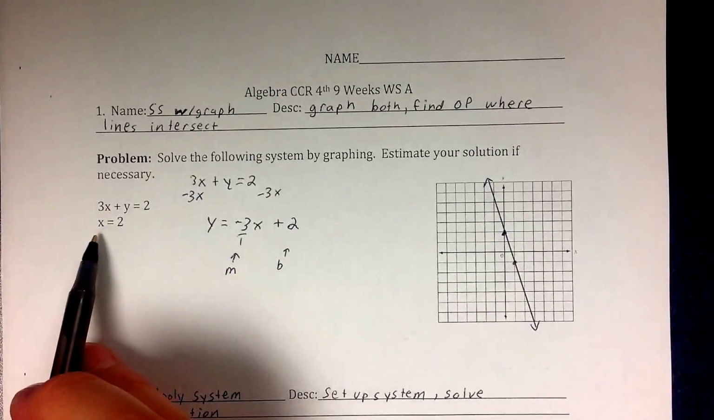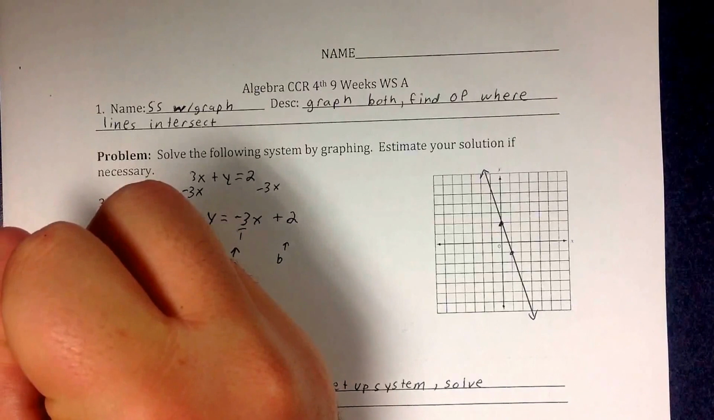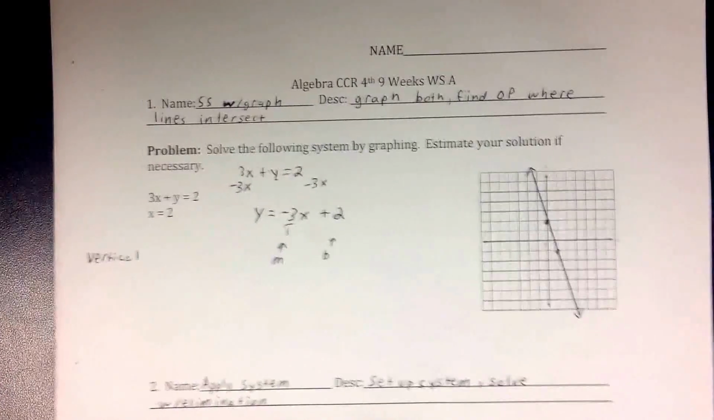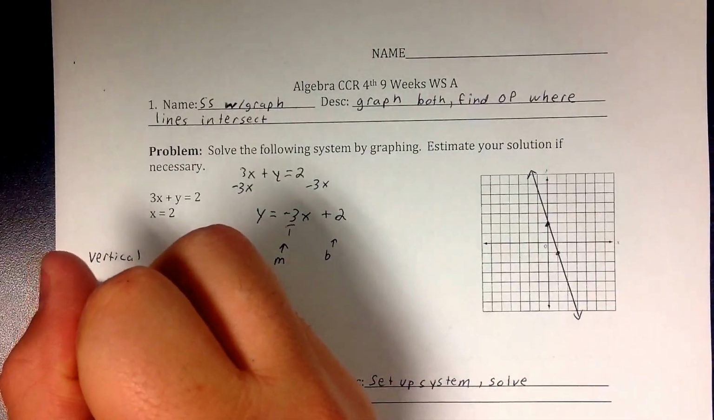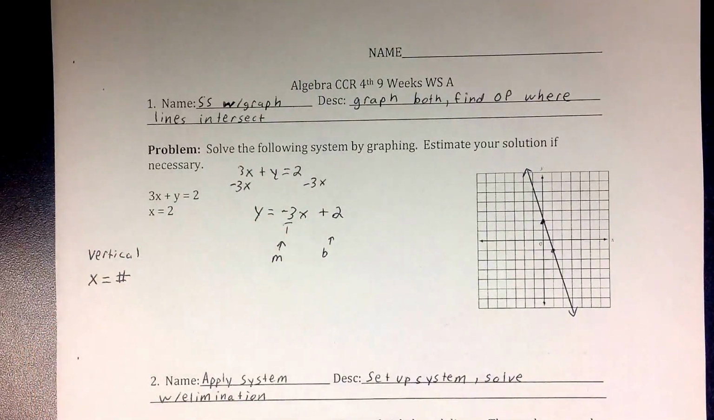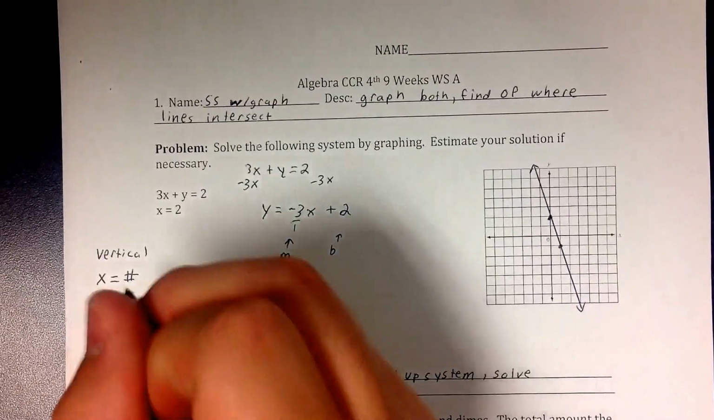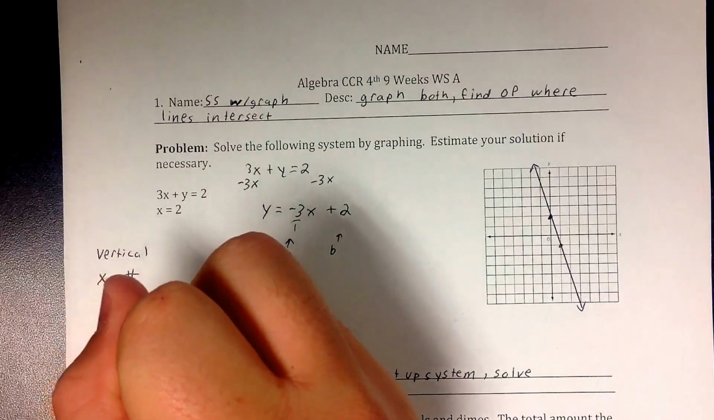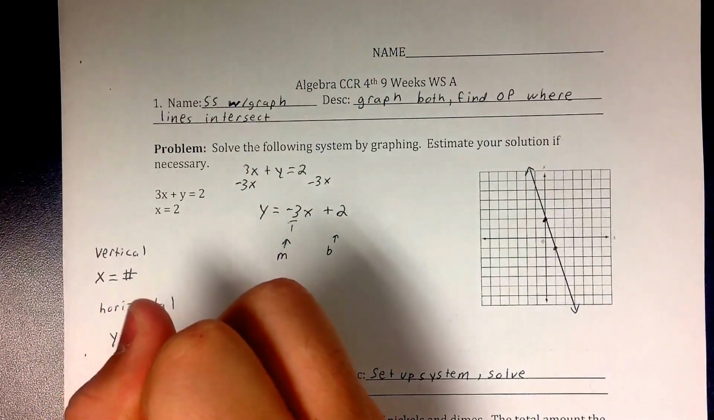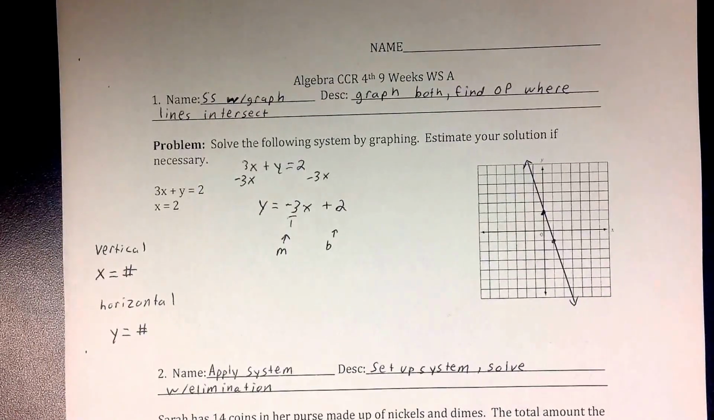Now the second equation is x equals 2. This is where I'm introducing vertical lines and horizontal lines. Vertical lines, their equations look like x equals a number. So it could be x equals 2, x equals negative 3, things like that. There's no other variable other than x. Horizontal lines, their equations are y equals a number. So y equals 5, y equals negative 8. No other variable than just y.